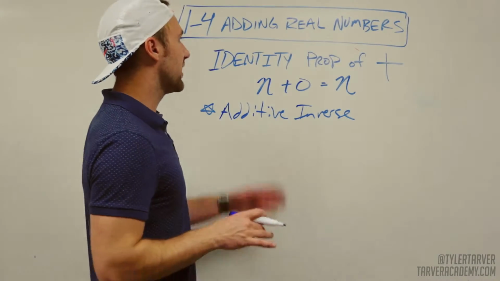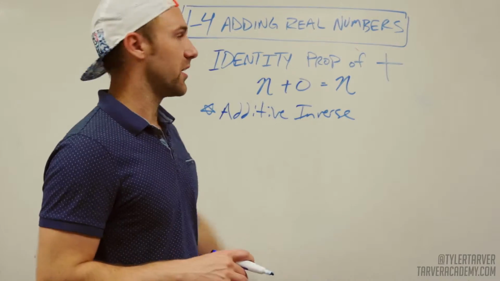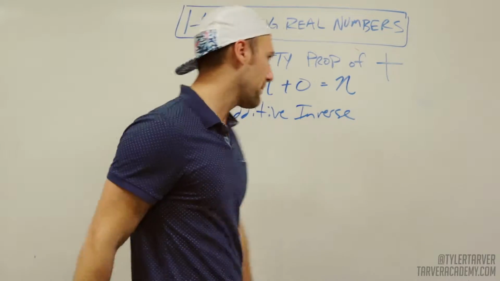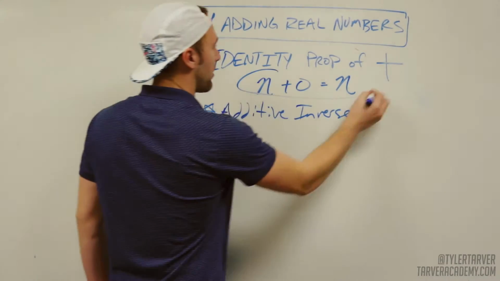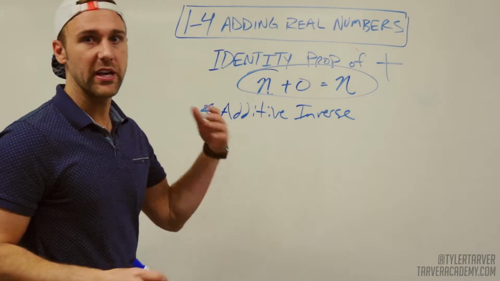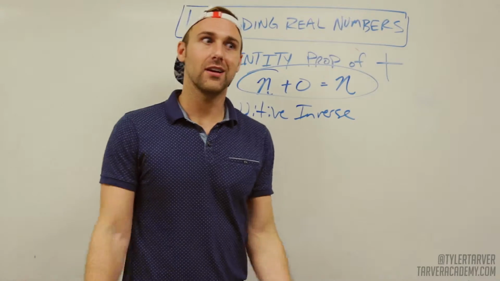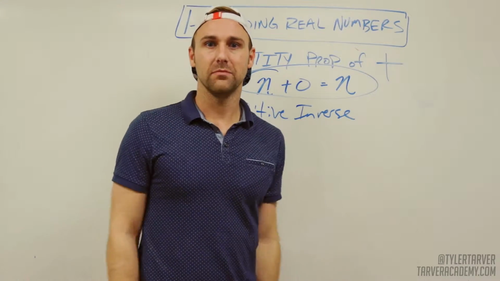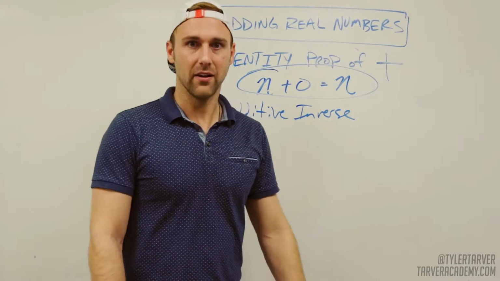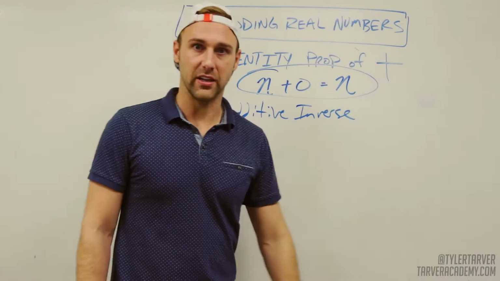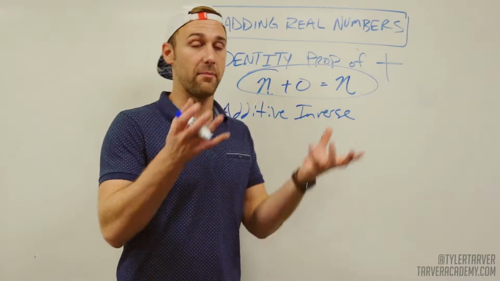All right, the first one is the identity property of addition. I put a plus sign, that means addition, okay? So here it is. Identity property of addition just means n, which can be any real number, plus 0 is going to equal itself. And you're like, oh, no joke, man. Everybody knows that. Yeah, they do, because of this property. That's why they know it, because this property makes that true.